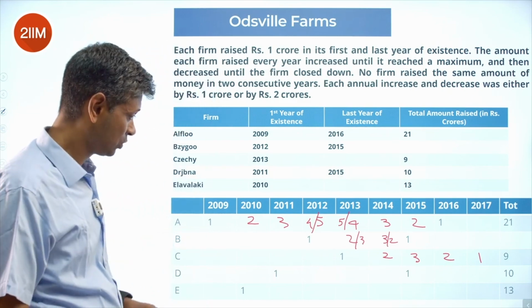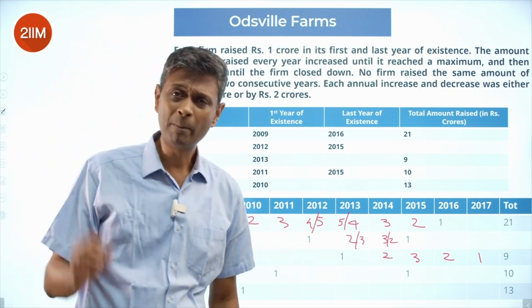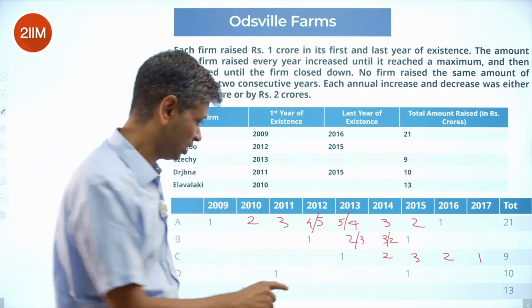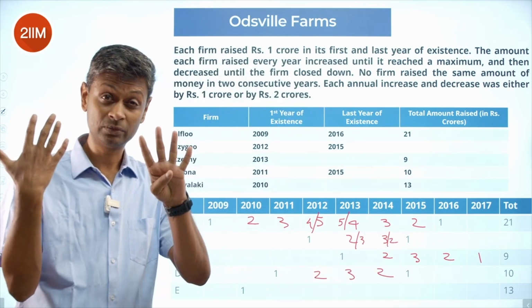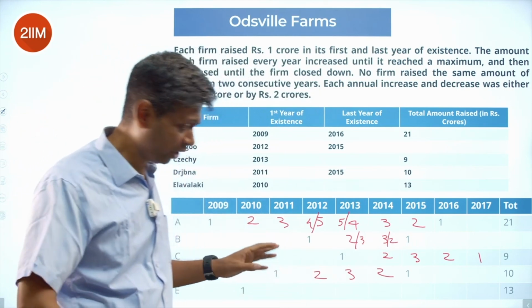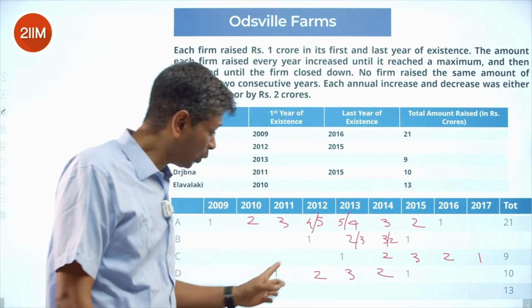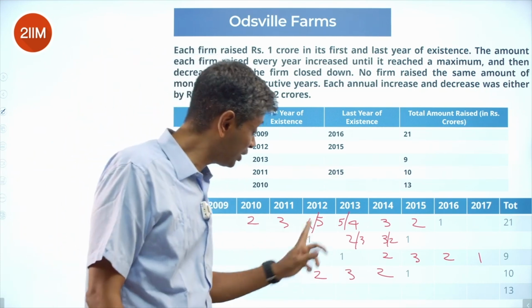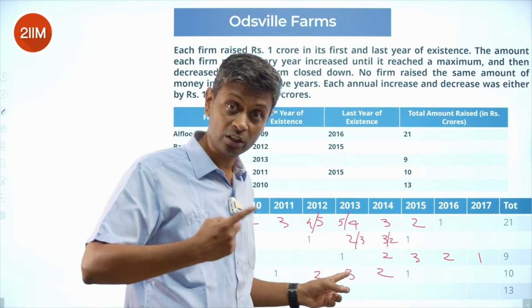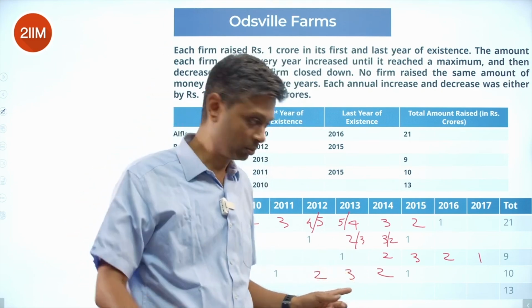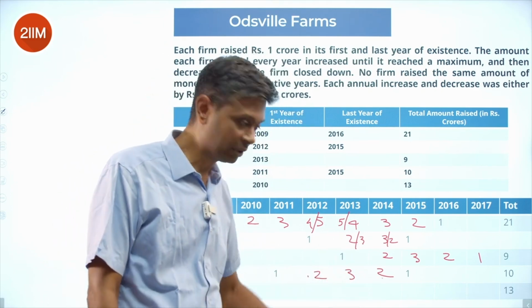Let's go to D. 1 and 1. The minimum with 5 years is 1, 2, 3, 2, 1. That adds up to 9. We want 10. So it's not 1, 2, 3, 2, 1. But if I put 1, 3, it has to go to 1, 3, 4, 2, 1. 1, 3, 4 is 8, 2, 1 becomes 11. It's not possible. So this cannot be 3.